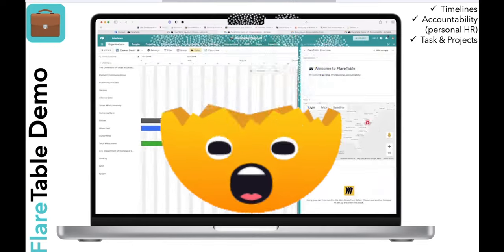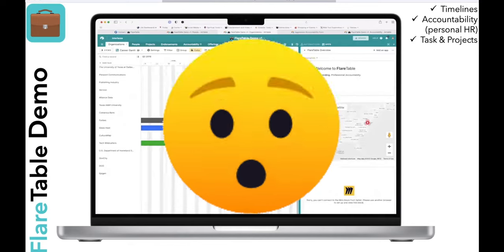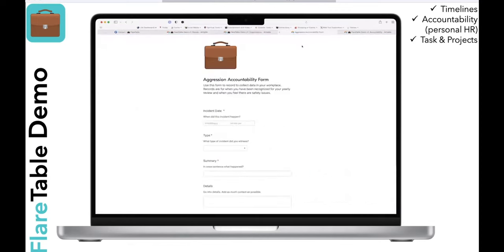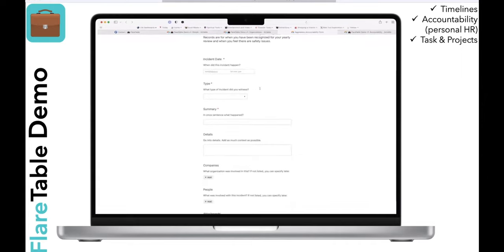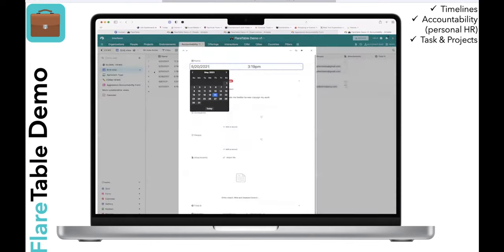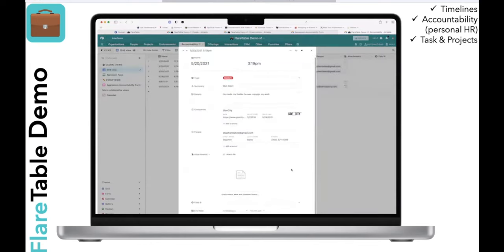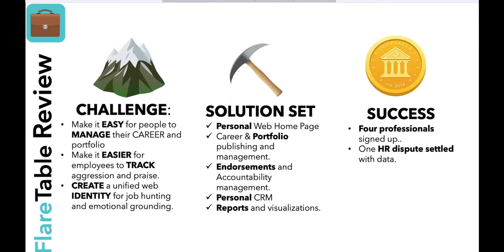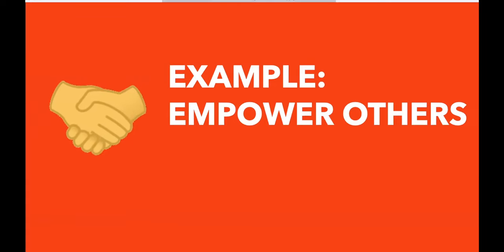It has been remarkably supportive. Everybody who's used FlareTable and used this function has actually had just phenomenal results. I have one friend of mine named Peggy who has a FlareTable. She was recently let go of a company she was at for almost a decade. She didn't know what she would do, because her FlareTable was there. She had a job within a week. So we've settled one HR dispute and I've got four people using it full-time right now. So super cool.